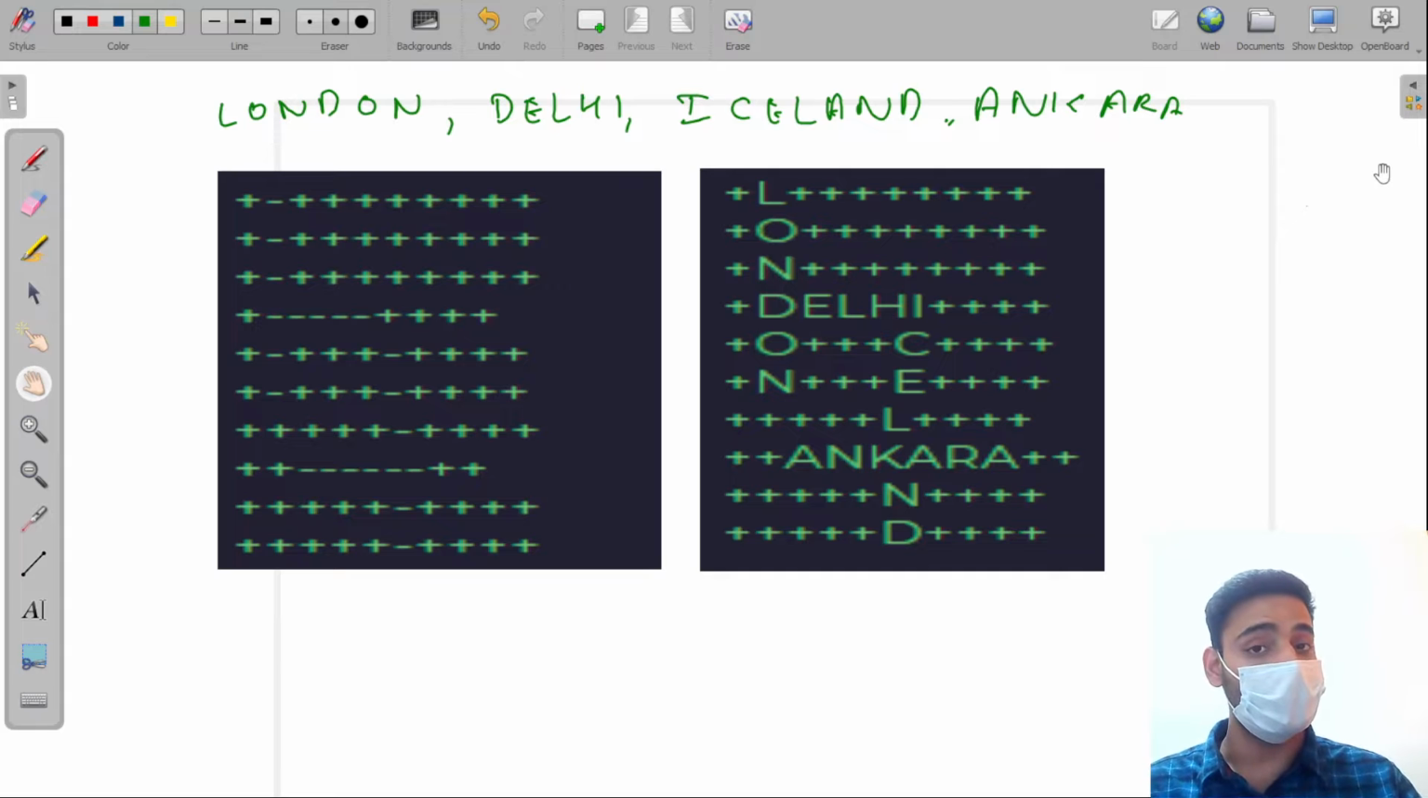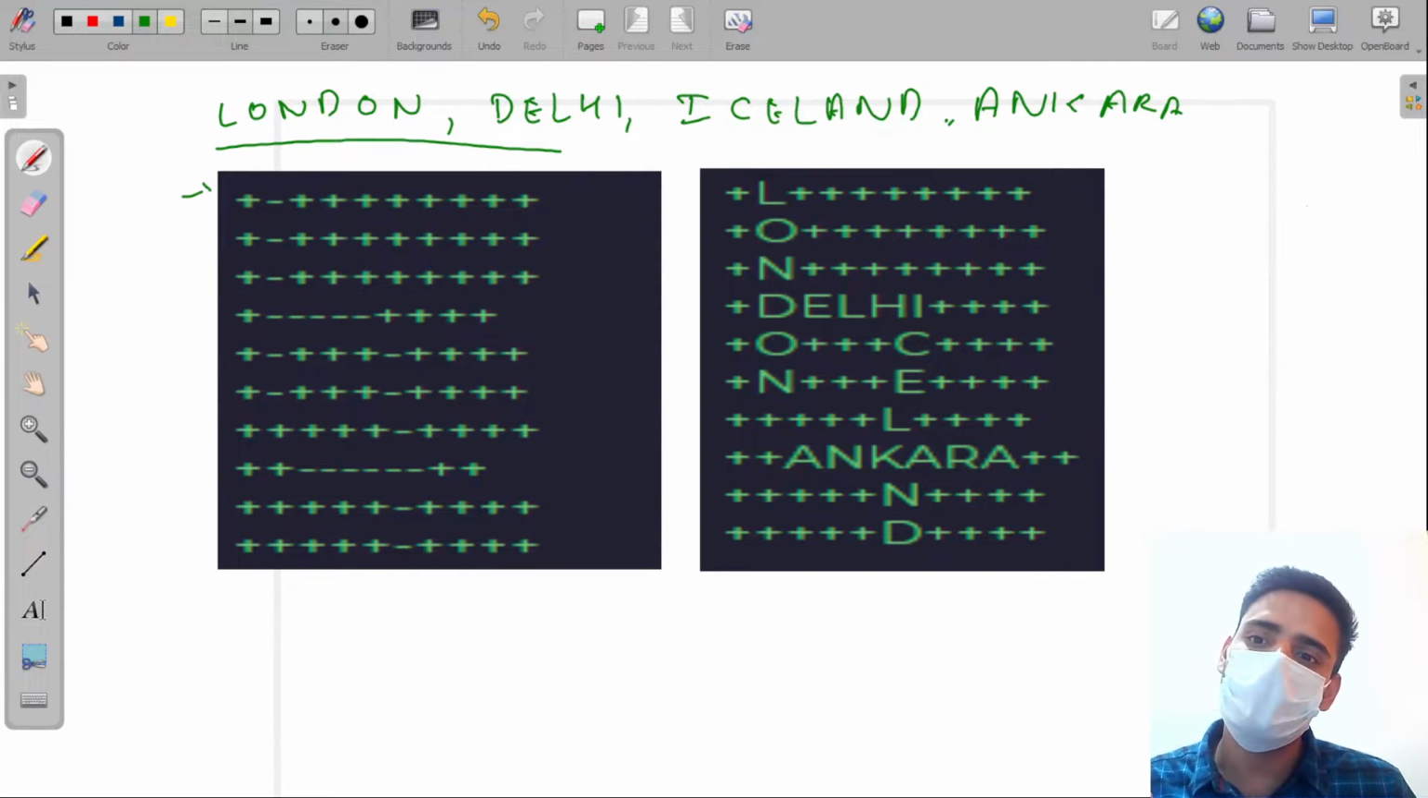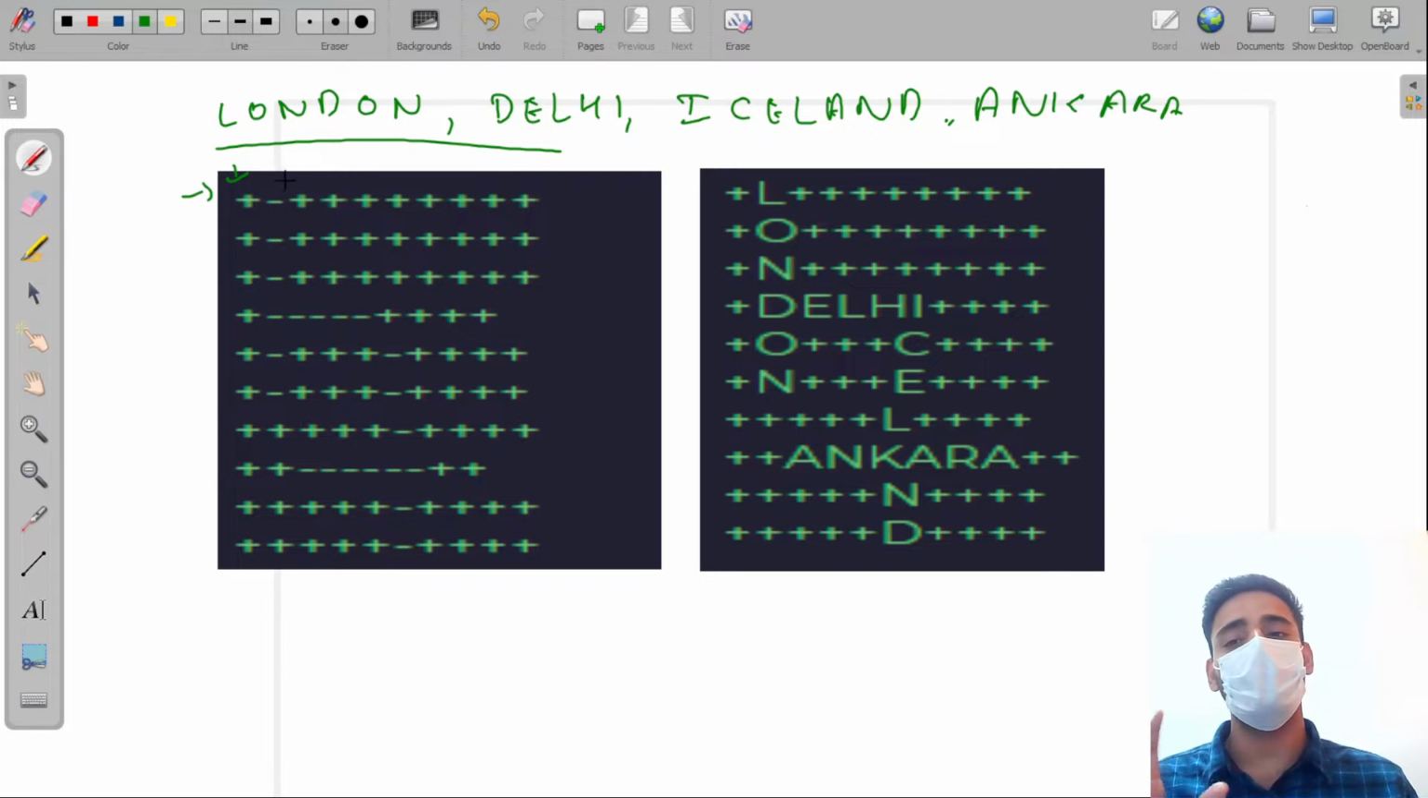Everyone says that this question is tough, but we are going to break it into many parts, so this question will become easy. What is the motive of this question? We have to place the given words in this given crossword. So first of all, what do we need? We need the starting point to fill the crossword.